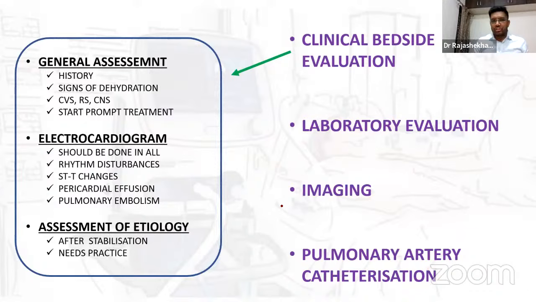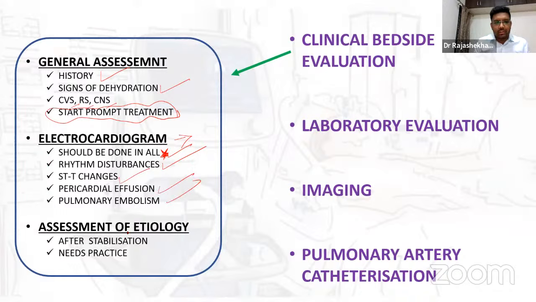So in the initial clinical evaluation, you will get a good history, assess for the signs of dehydration, look at the CVS, RS, and CNS for the cause and effect assessment, then start prompt treatment. Then sometimes the patient may need a bedside echocardiogram. It should be done in all patients of shock. Please understand this. Then identify the rhythm disturbances, the ST changes, the pericardial effusion and pulmonary embolism. Then assessment of the etiology is done after stabilization, and it needs practice.